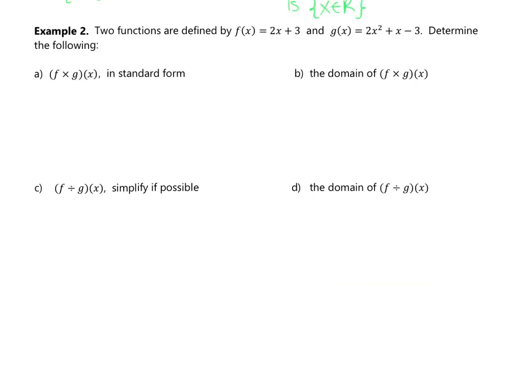Okay, so in example 2, we're going to try the same thing by looking at multiplication and the division of functions. And again, f of x is linear, g of x is quadratic. So we'll start with f times g. So of course that's f of x times g of x. So that would be 2x plus 3 multiplied by 2x squared plus x minus 3.